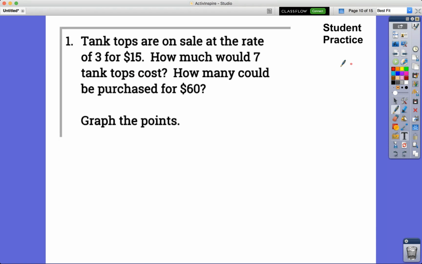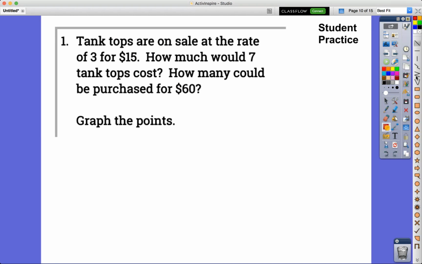Now, tank tops are on sale at the rate of 3 for $15. How much would 7 tank tops cost? How many could be purchased for $60? And then graph the points. Notice I did not put a graph here on this one because you should be able to now take a look at the graph that you have and determine where you're going to write your interval points.